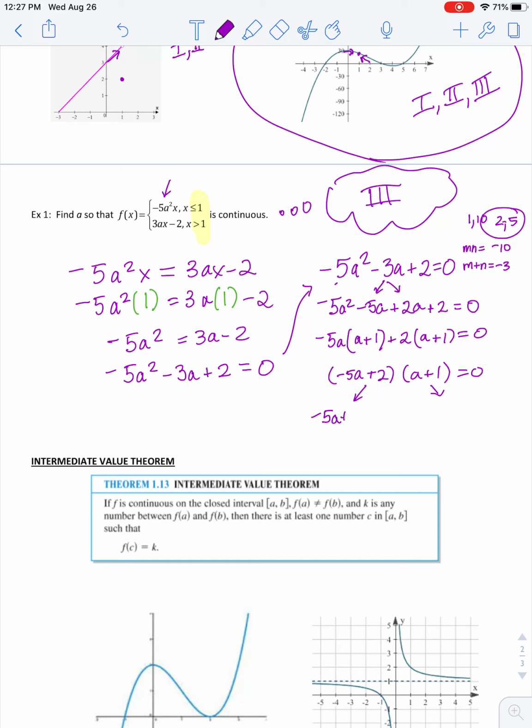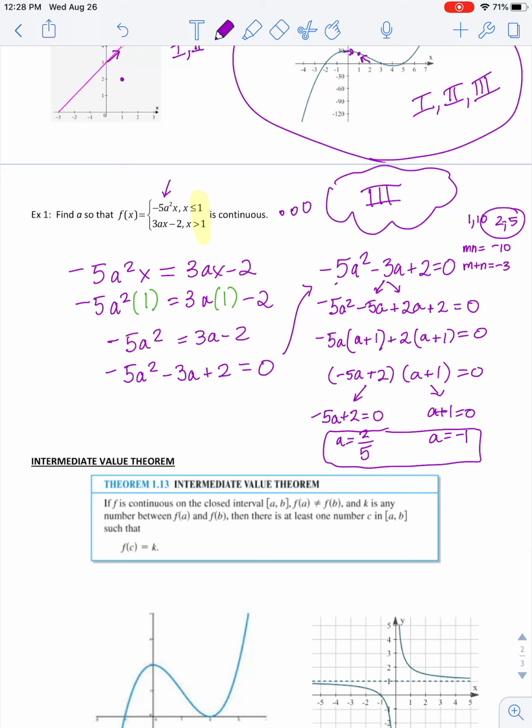So thank you, zero product property, set that equal to 0. Subtracting 2 and dividing by -5, I get 2/5. And if over here I set that equal to 0, I get a equals -1. And those, friends, are my two answers. So this particular graph has two answers for a that will make this function continuous.